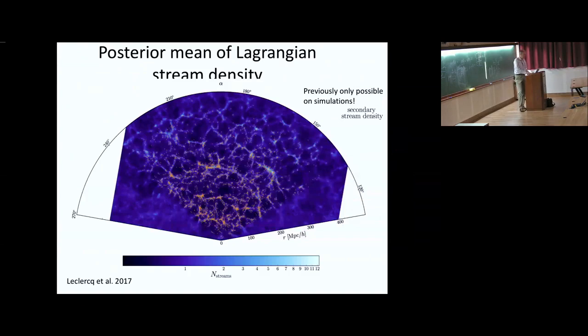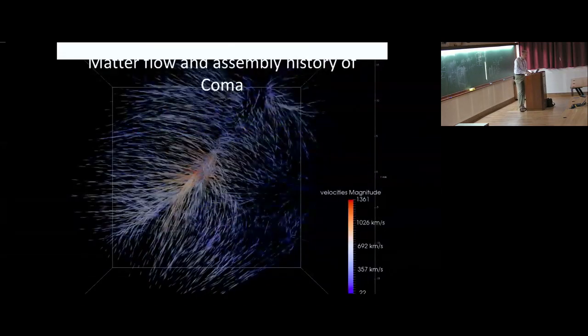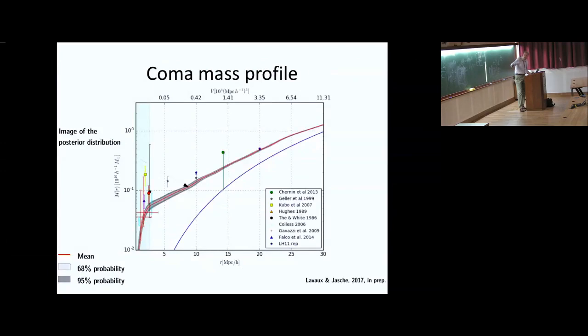Because this is actually fully nonlinear, we can look at the assembly history of nonlinear objects like Coma cluster. You know, this is the way stuff flows onto Coma. We can get the Coma nonlinear mass profile. So the line here and the range, obviously, is Bayesian statistics, so you get probability distributions for everything. So this is the reconstruction with our nonlinear model, and these data points are completely external data points, for example, using velocity dispersions or using lensing information about the mass profile.